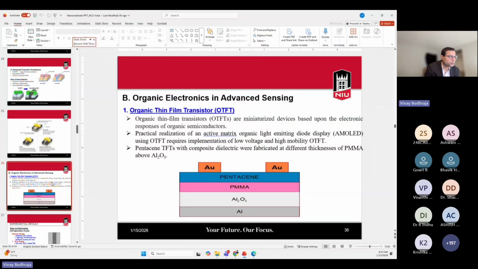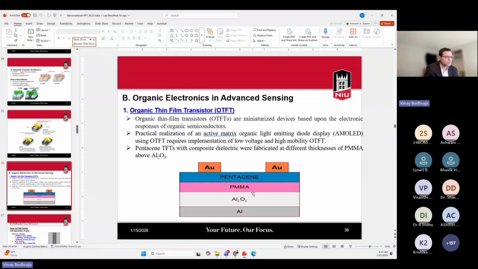In the next part, I would like to cover organic electronics in advanced sensing. Some of these are my research results coming from my research lab. The organic thin film transistor is one of the devices. OTFTs are miniaturized devices based upon the electronic responses of an organic semiconductor. The practical realization of active matrix OLED using OTFT requires implementation of low voltage.